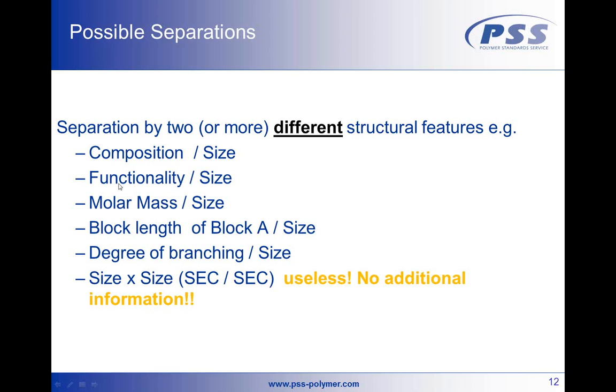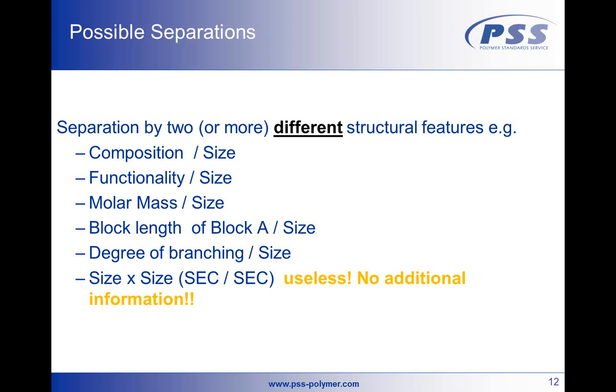And if you separate by functionality, then you lose the information about the size. So in the second dimension, we can do a size separation analysis by size exclusion chromatography. You can have something else, molar mass times size.